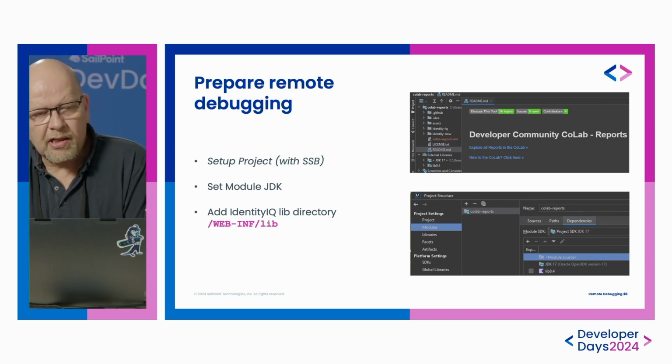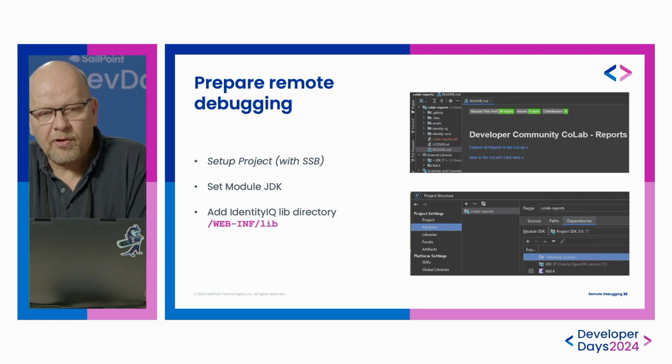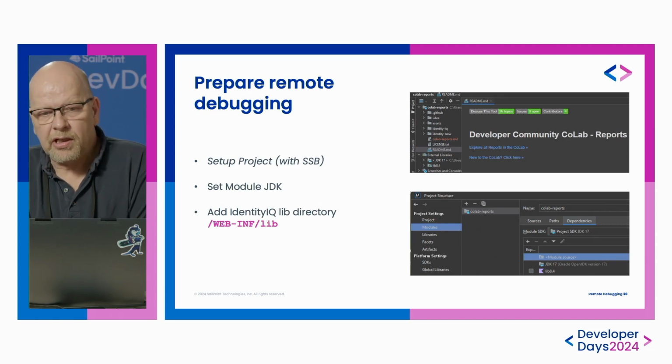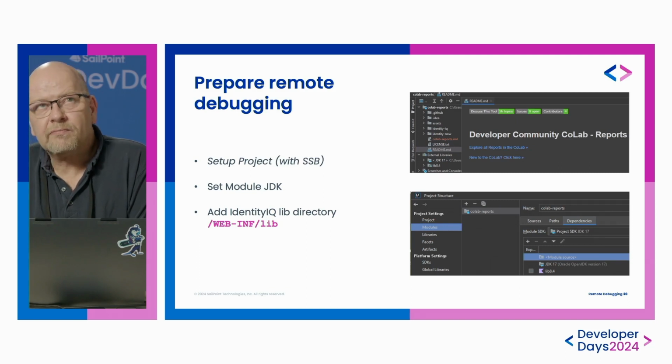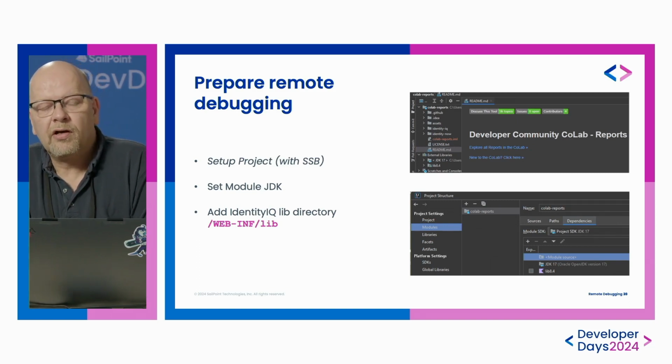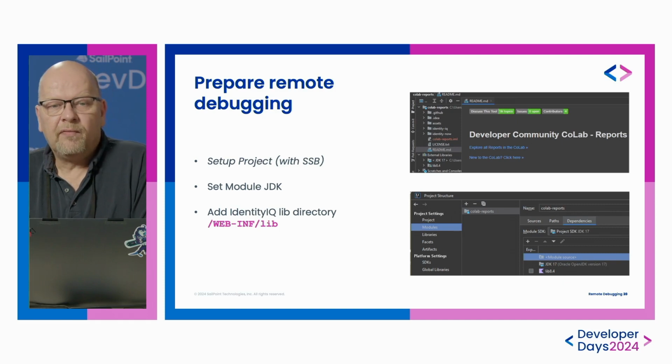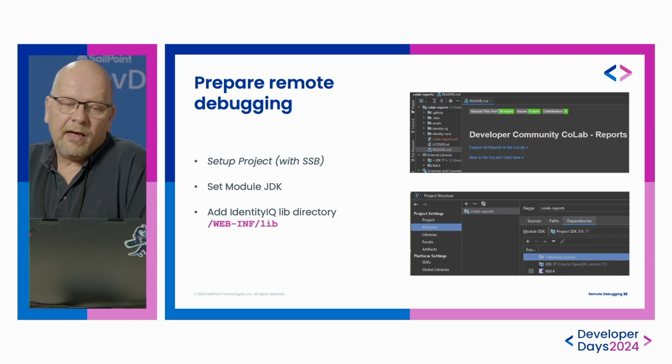Before the debugging itself, you need to prepare a couple of things. First of all, set up your project with IdentityIQ. Maybe you can use the SSB for it. What I will be using is the custom role report that I created in the Colab environment. So I've got my environment set up with the custom code from the Colab in here.